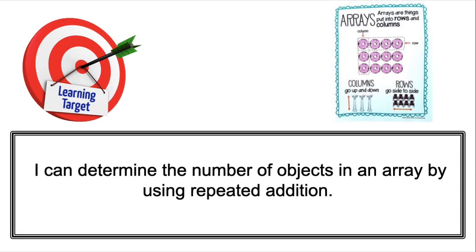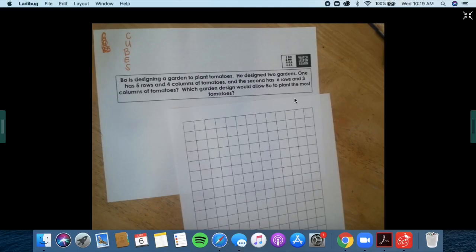Our I can statement is I can determine the number of objects in an array by using repeated addition. Let's look at our I do for today. It says, Bo is designing a garden to plant tomatoes. He designed 2 gardens. One has 5 rows and 4 columns of tomatoes, and the second has 6 rows and 3 columns of tomatoes. What garden design would allow Bo to plant the most tomatoes?